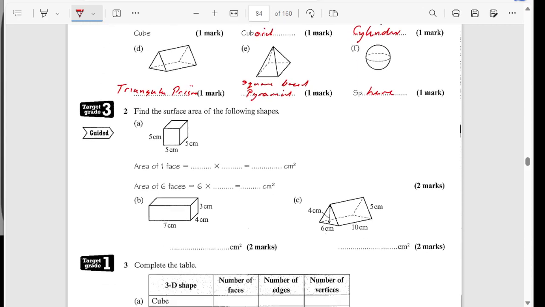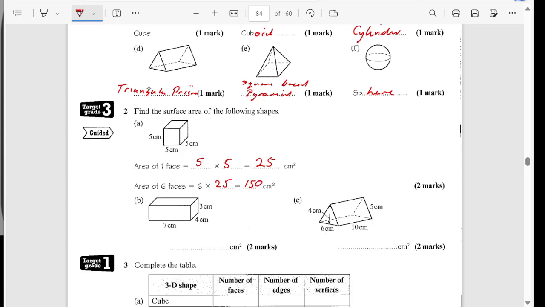Okay, question 2. Find the surface area of the following shapes. So we've got a cuboid. The area of one of those faces would be 5 times 5, so the area of one face would be 25, and then we've got 6 of them, so it would be 6 times 25, which would be 150.